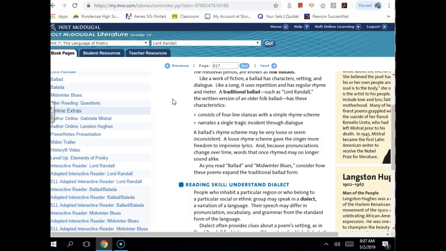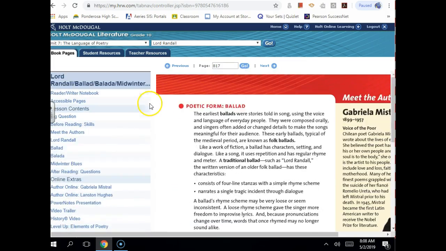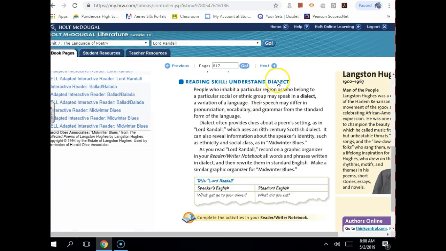How is it like is it like a narrative? Does it have, Aiden, a setting, characters? Does it have that stuff? Yes. It almost is like a story. It's just very short. The other thing it talked about up here is that they had the language of everyday people. Okay? So, almost like a narrative, language of everyday people, has a consistent rhyme scheme. Alright? We good? Okay. So then you need to read reading skill, understand dialect.